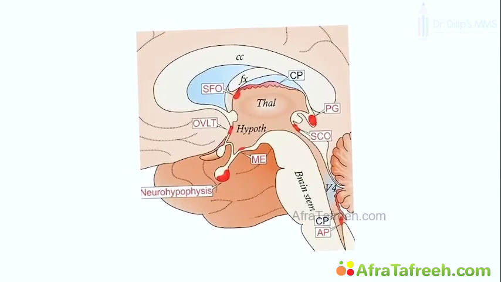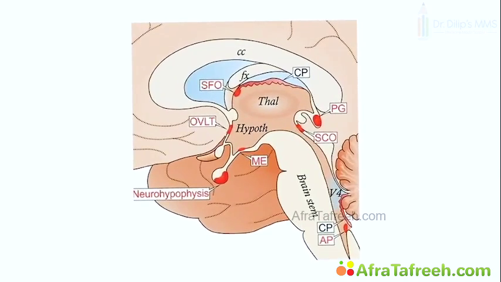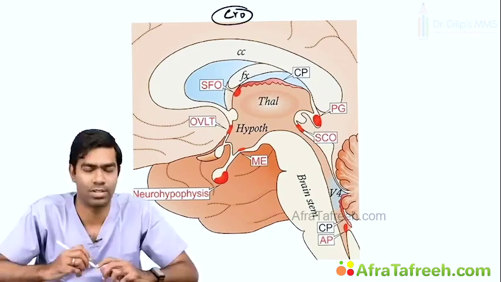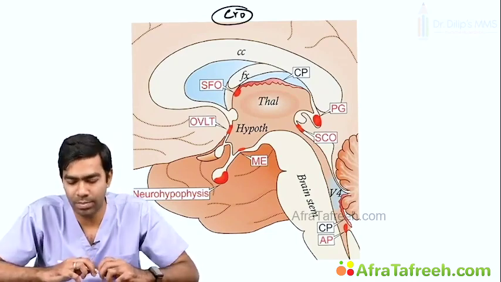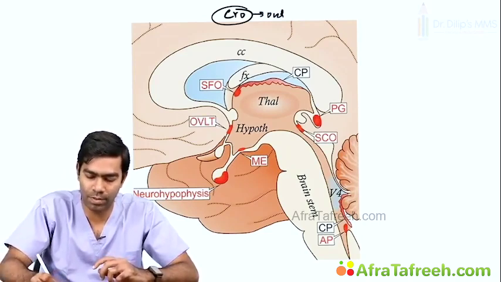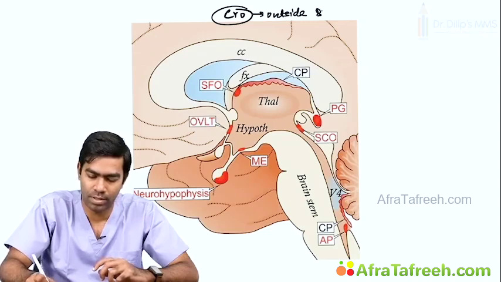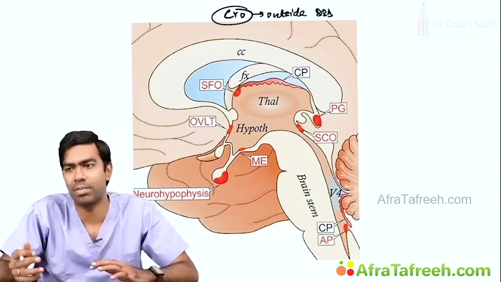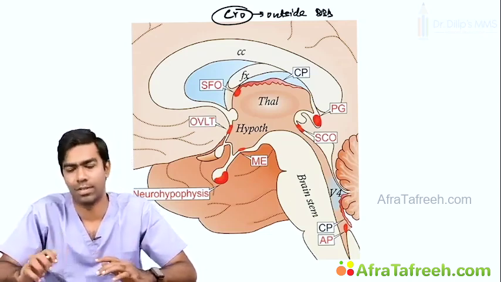So let me tell, these are the circumventricular organs. You have to know these things first. So what do you mean by circumventricular organs? These organs are located outside the blood-brain barrier, which means they are not bound by the blood-brain barrier, which means they can sample the normal plasma constituents itself.